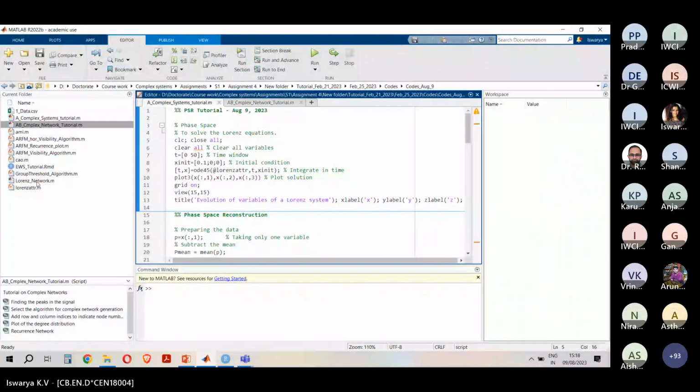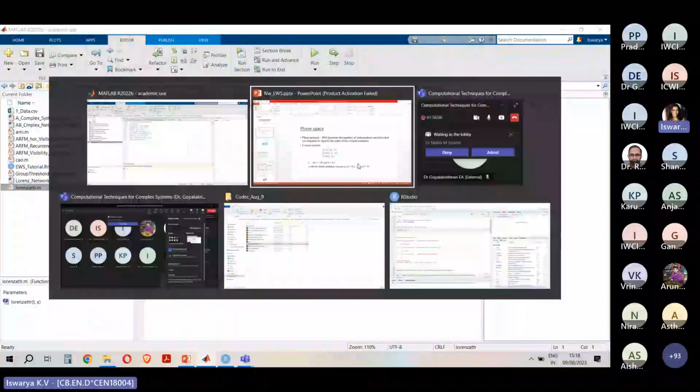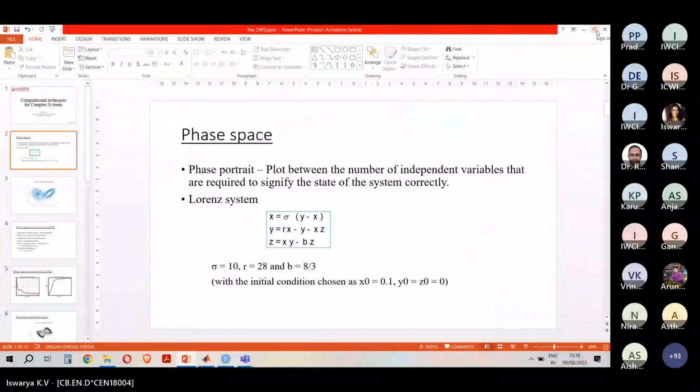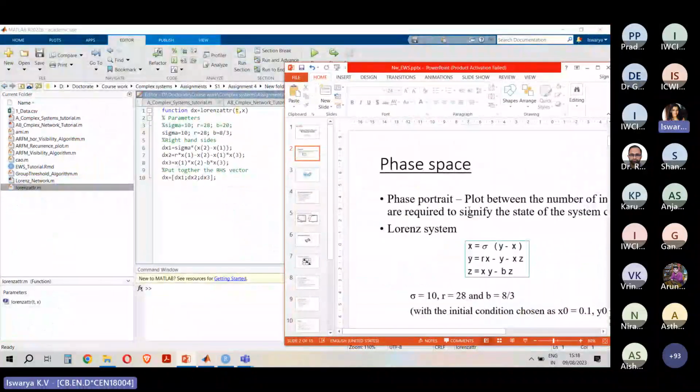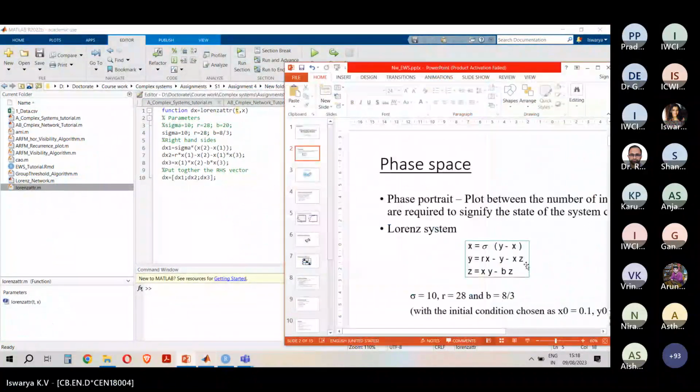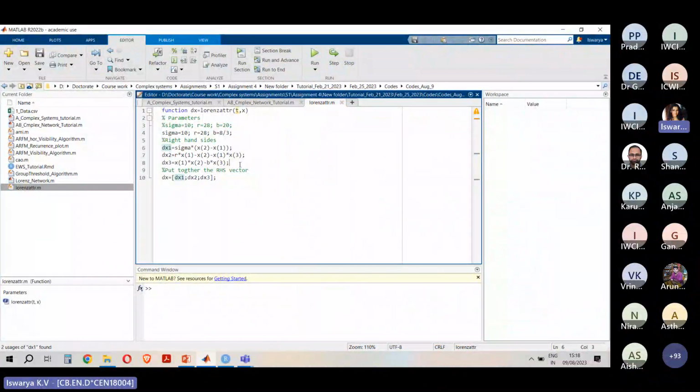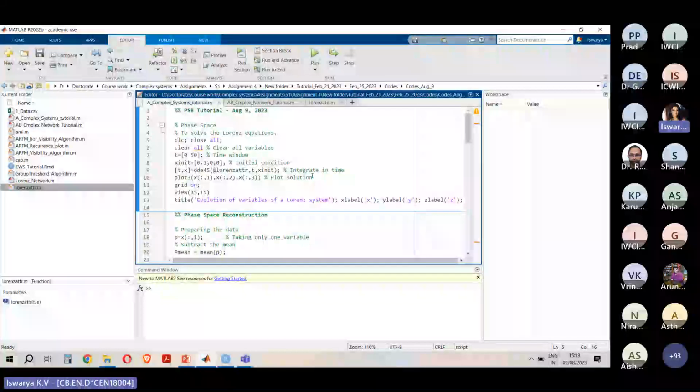The equations on the slide will be coded over here in MATLAB. Your x dot, y dot, z dot are dx1, dx2, and dx3 over here. The attractor's equations are listed over here. And over here, we will be solving these equations using an ODE solver and then plotting them in 3-dimensional space.